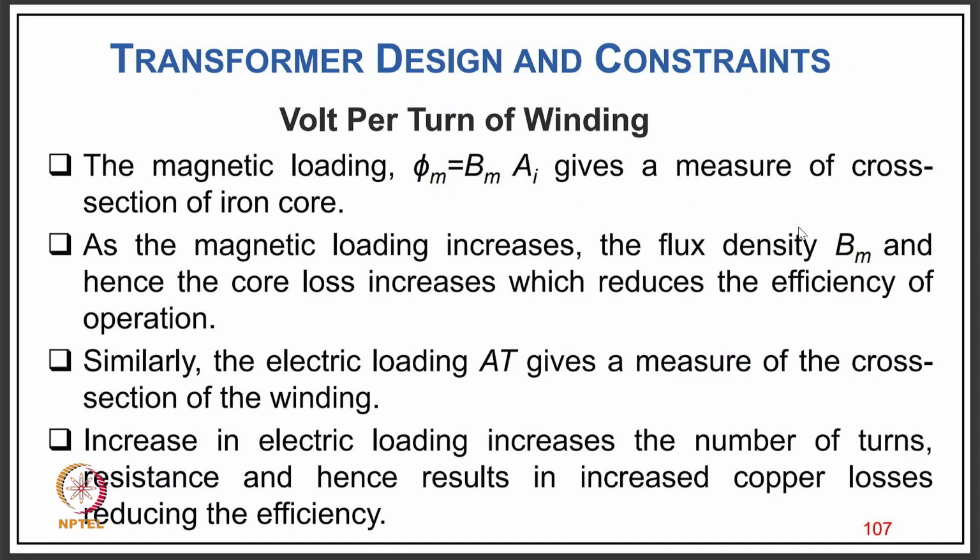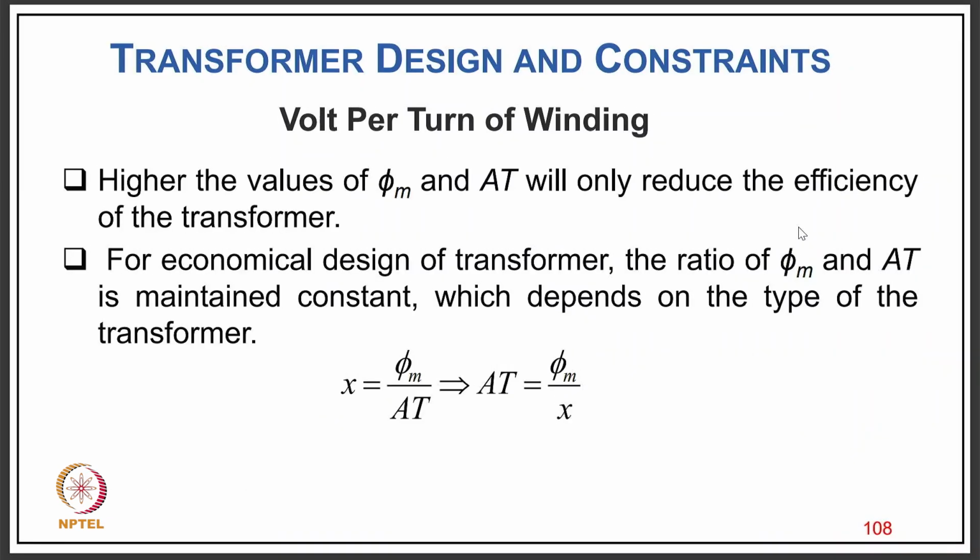Now, explaining the volt per turn Et we have used in this output equation. The magnetic loading phi m, Bm into Ai, gives a measure of the cross section area of the core, and as the magnetic loading increases, the flux density and hence the core loss increases, which reduces the efficiency of operation of the transformer. Similarly, the electrical loading AT gives a measure of the cross section of the winding. Increasing the electrical loading increases the number of turns and resistance, and hence results in increased copper losses or winding losses and reduces the efficiency.